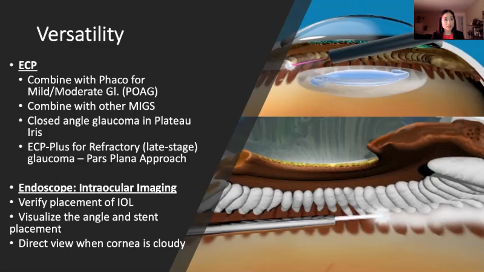This significantly reduced risk profile of the ECP means it can be offered to a variety of patient populations of all types and severity. It can be easily combined with phaco or any other mixed procedures, and studies have shown an added IOP lowering benefit. The endoscope alone can also be used to visualize the angle and sulcus. It can be a pretty useful tool for any intraocular procedure, complex procedures, trauma cases, in patients with a cloudy cornea or small pupil or difficulty positioning, to verify or even to perform the placement of the IOL, a stent, do the angle surgery, or even entire phaco.